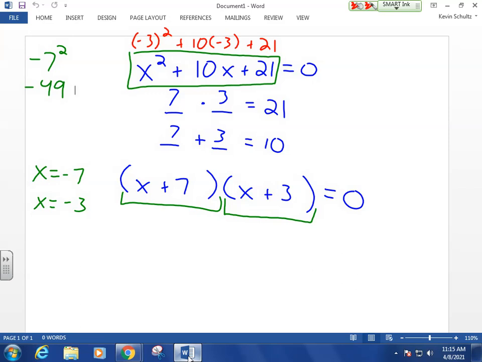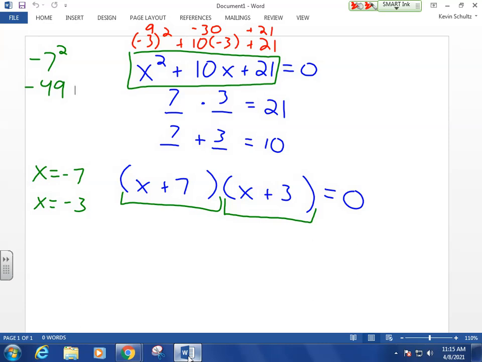Negative 3 squared is a positive 9. And then 10 times negative 3 is negative 30. So 9 minus 30 is negative 21. And then plus 21 gets us to 0.